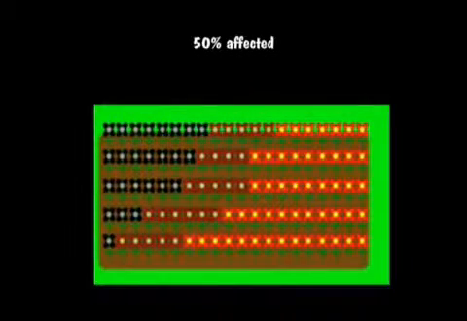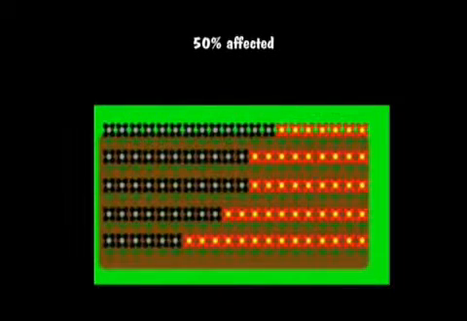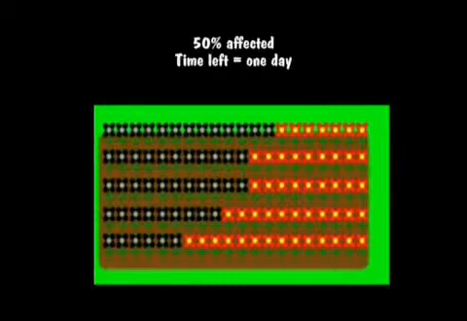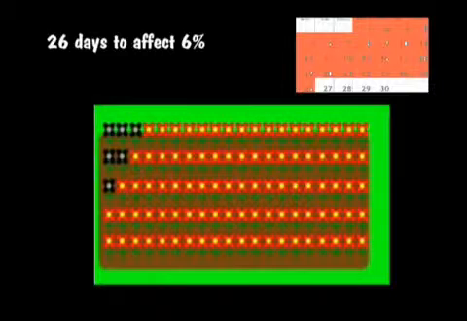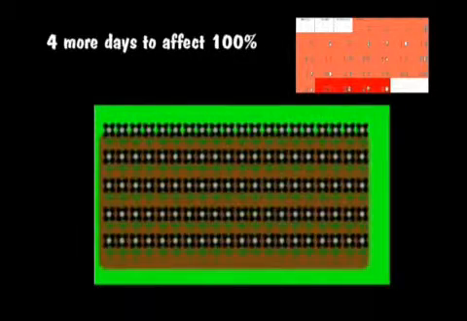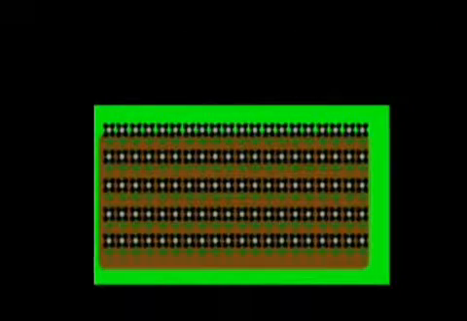And if you only get to see the problem 1 day after that, your garden will be 50% affected by the fungus, and that would be your final day when you could do something about it. Because the next day the fungus population will double in size again, and your entire garden will be lost. It took 26 days for the fungus to affect about 6% of your flower garden, and from that on, only 4 days to destroy it 100%.